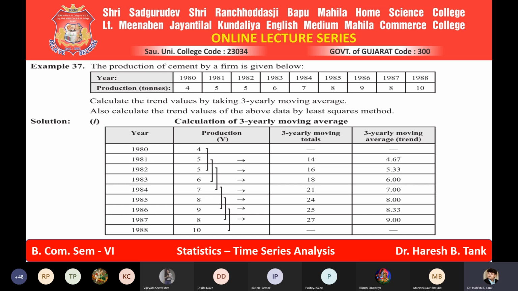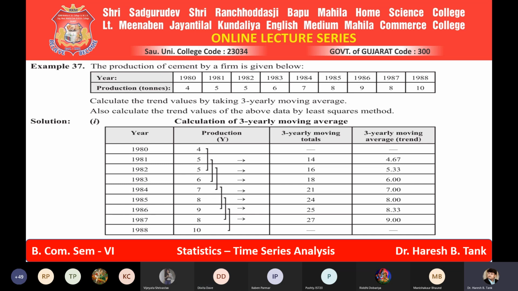Are you getting these totals? 14, 16, 18, 21, 24, 25, 27. The first is dash, the last is dash. Yes, sir. Completed. Fine enough.